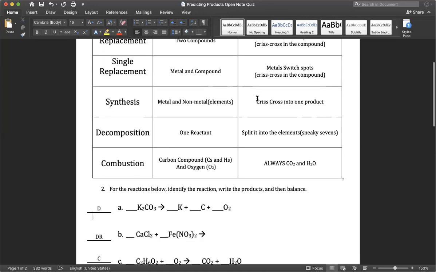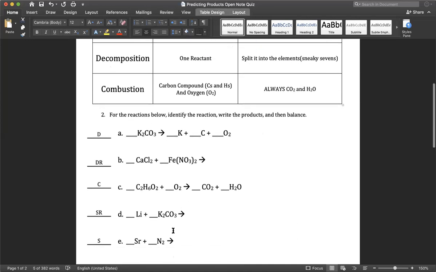Synthesis, what do I have to do? I have to crisscross into one product. Okay. So that means I have to make it into one compound on this side. So I need Sr and N. That actually is going to stay there.